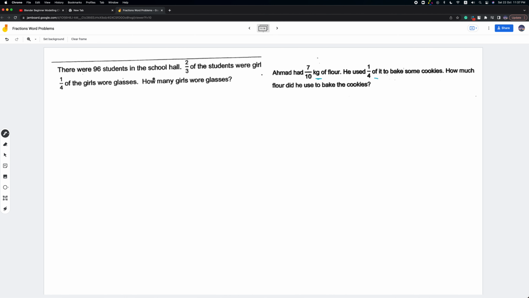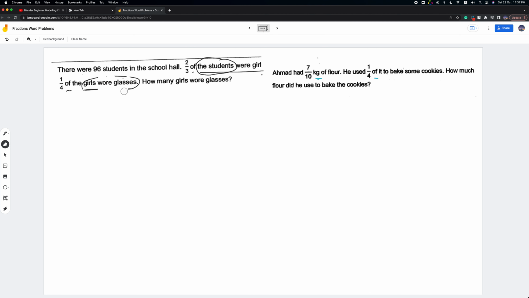There were 96 students in the school hall. 2/3 of the students were girls. 1/4 of the girls wore glasses. How many girls wore glasses? So remember, I mentioned after the word of, this is the unit. After the word of, this is the unit. So the first one is 2/3 of the students. So this is the unit for 2/3. And this is the unit for girls who wore glasses. Sorry, this is actually for the girls.